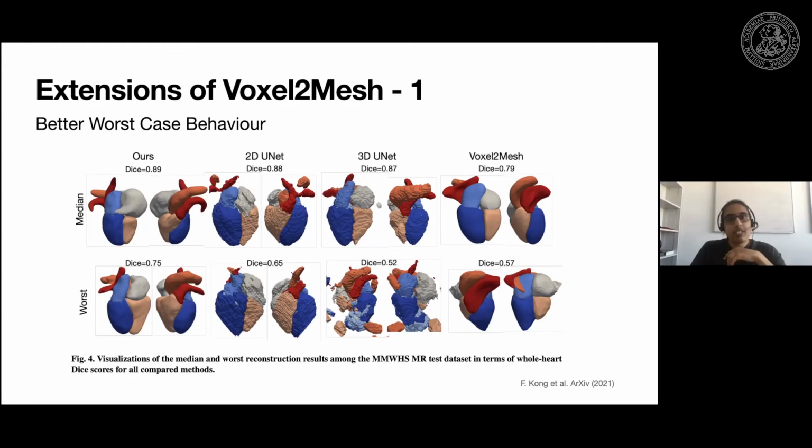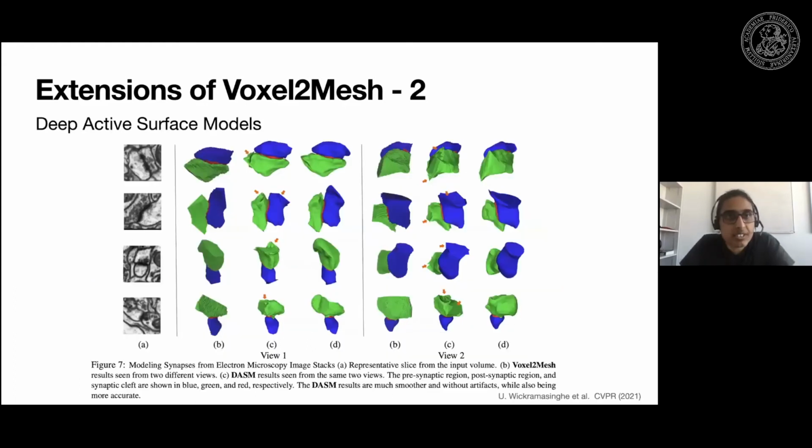So then, yeah, this is the second extension. This is something we did, which will appear in CVPR 2021. There was one issue with Voxel2Mesh. When we modeled these neurons, in some instances, when the neurons were touching the boundary of the image, they were deforming badly. So we needed a way to better control the deformations of the vertices.